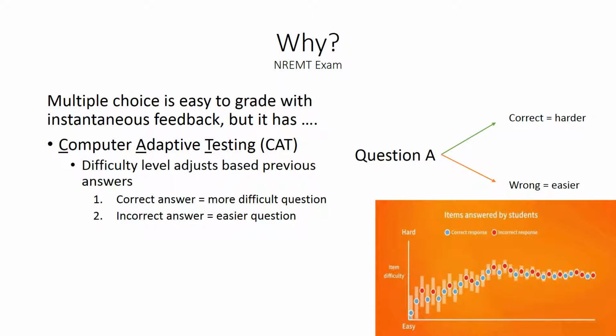And the reason why they're doing that is to identify how well you know the subject matter you're being tested on. They can track that to get a baseline as to your understanding of specific topics.